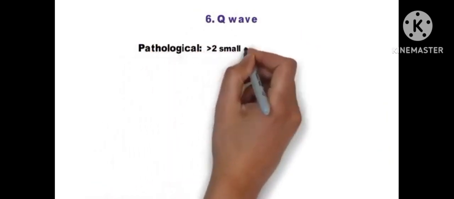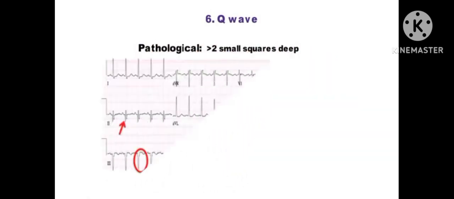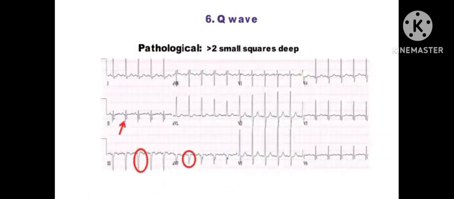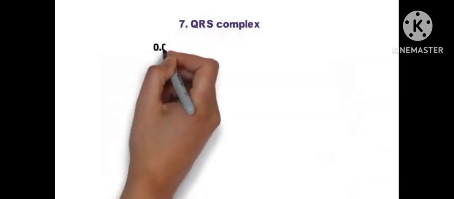Step 6 is Q wave. It is called pathological if more than 2 small squares deep and usually indicates current or past MI. As you can see, there are deep Q waves in inferior leads 2, 3 and AVF. So this is the ECG of an old inferior wall MI. Step 7 is QRS complex. Normally it is 0.08 to 0.12 seconds, that is 2 to 3 small squares.